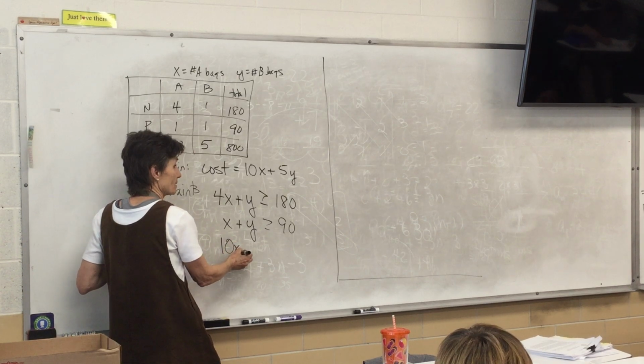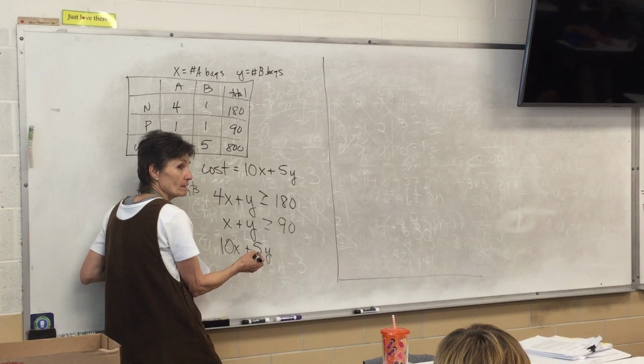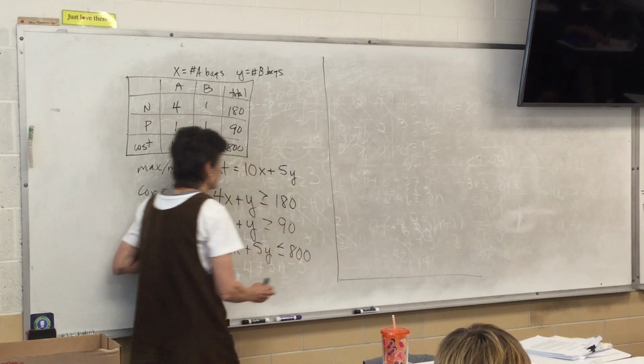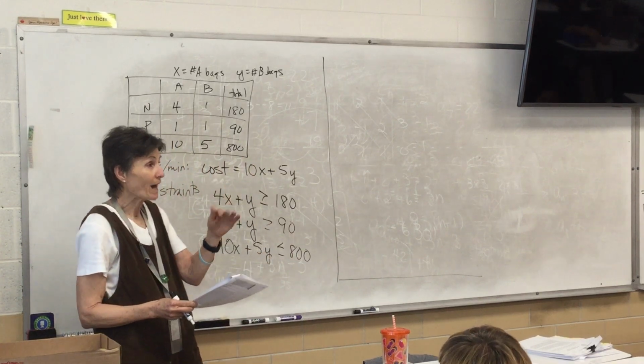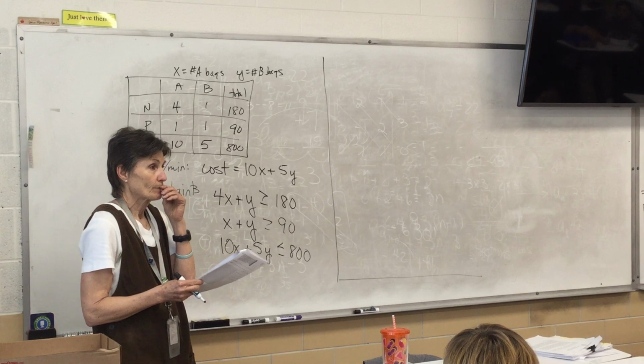10x plus 5y is less than or equal to 800. That one's a less than. You've got to read the vocabulary in the problem.